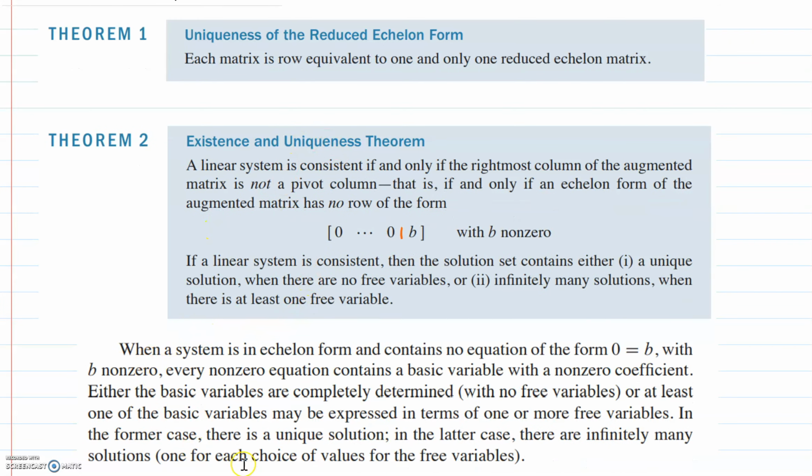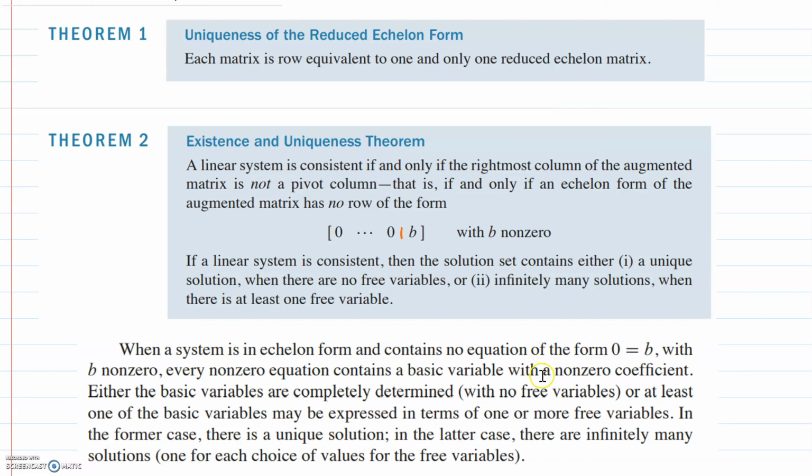And here's the paragraph in the book that justifies this. It basically says what I said, but let's go ahead and read that. When a system is in echelon form and contains no equation of the form 0 equals b, with b being non-zero, that's important, every non-zero equation contains a basic variable with non-zero coefficients. So either the basic variables are completely determined, with no free variables, or at least one of the variables can be expressed in terms of one or more free variables.